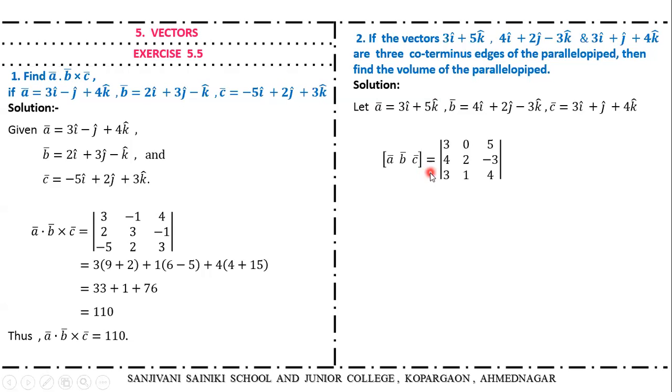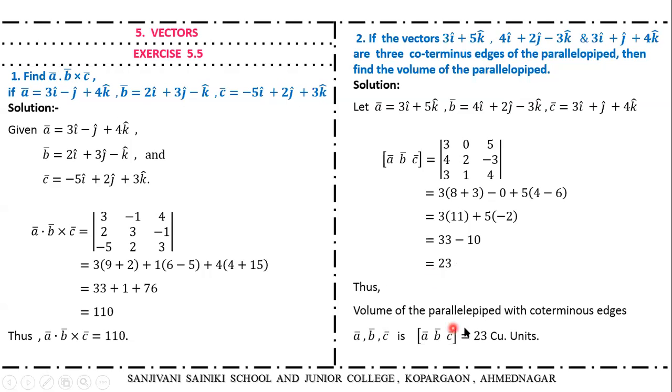Then we know that the scalar triple product of the vectors gives the volume of the parallelepiped. So use that definition, find the determinant, you get the answer 23. That is, the volume of the parallelepiped with coterminous edges a̅, b̅, c̅ is 23 cubic units.